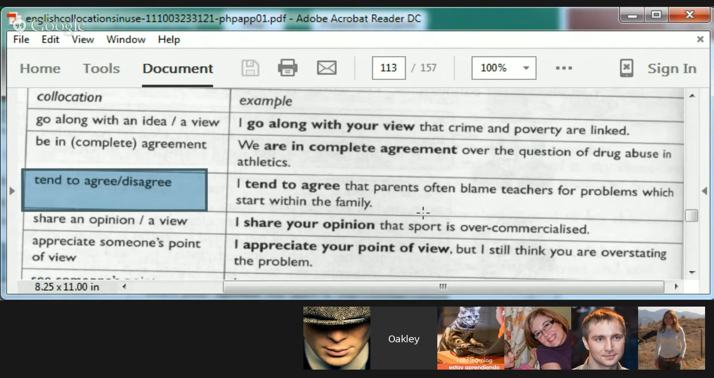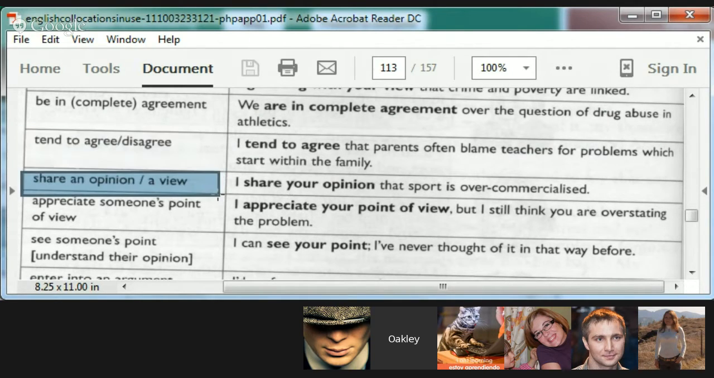When you are not sure 100% of this opinion. Yeah, that's right. Okay, because maybe there are circumstances where it's not true. Sometimes we will follow one of these expressions or collocations with but. I tend to agree with your idea, but, and then we express a situation where it may not be true. So it's very common to follow this tend to agree or disagree with a but, a contrasting statement.